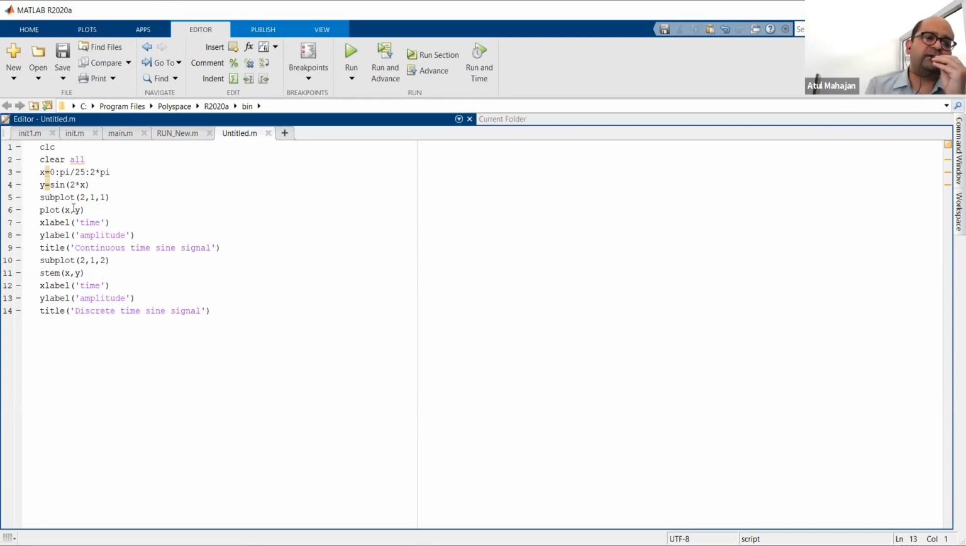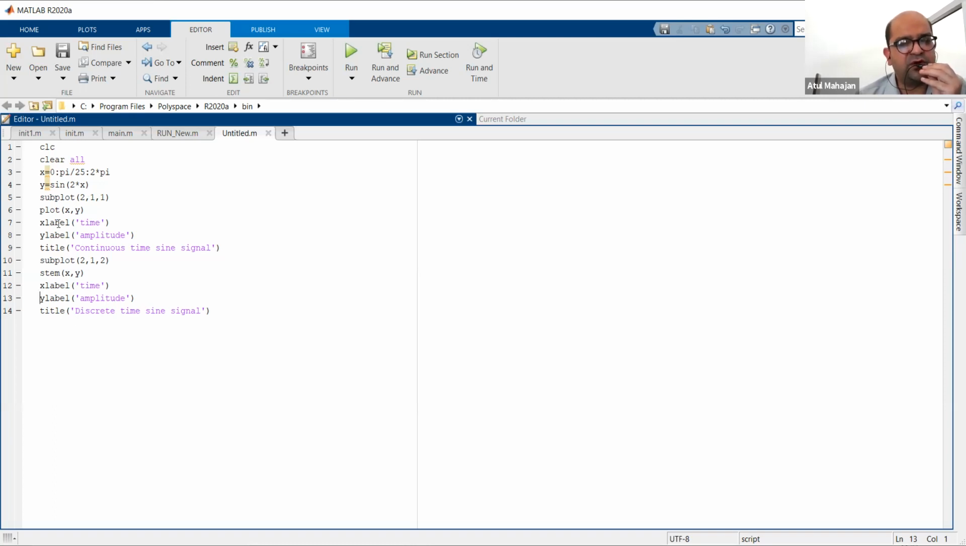So here they use subplot 211. In subplot 211, the number 2 stands for the number of rows, number 1 stands for the number of columns, and this number 1 stands again for the plot number. So we have used plot number 1, number of columns equal to 1 and number of rows equal to 2. Then we'll be using the command plot xy.